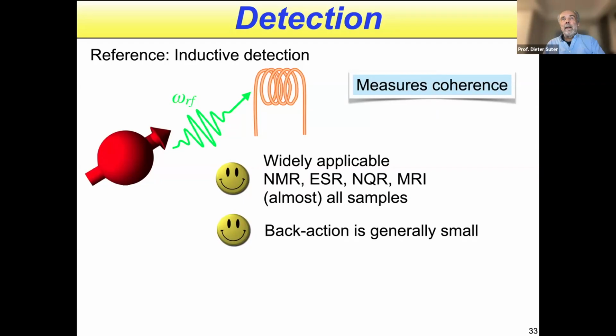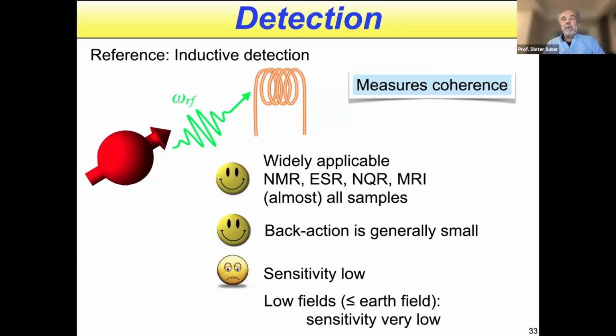One big advantage also is that the back action on the spins is relatively small. If you do it properly, the system remains virtually undisturbed by the measurement. But as we started out initially, the sensitivity is relatively low. And this is particularly a problem when you go to low fields, say smaller or equal to the Earth field. Then the frequency becomes very low and the sensitivity very, very low.